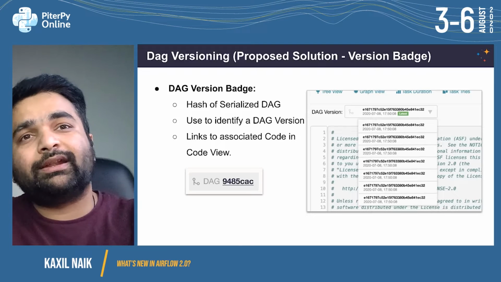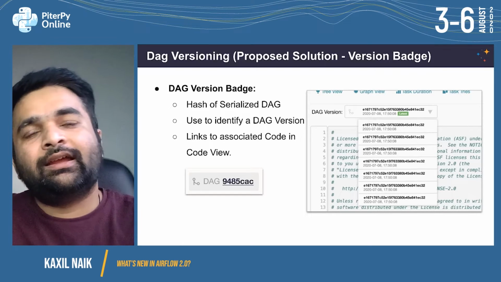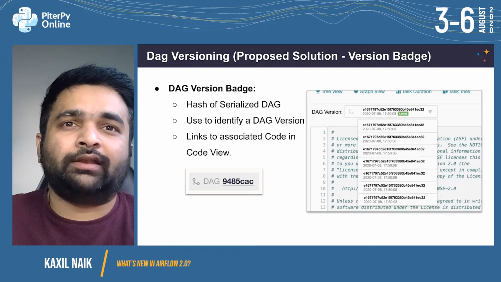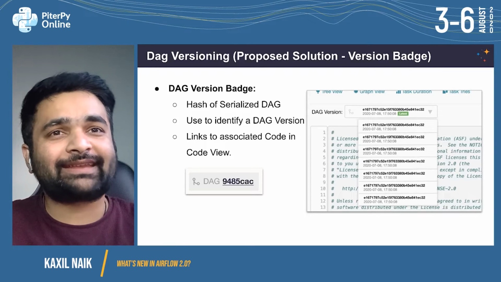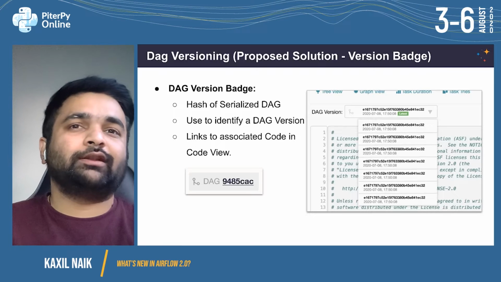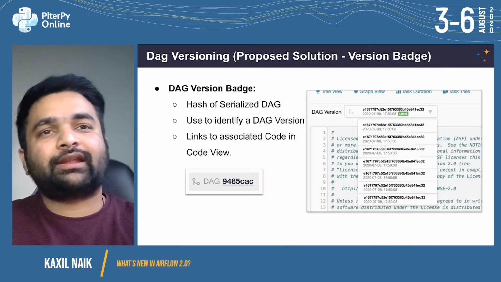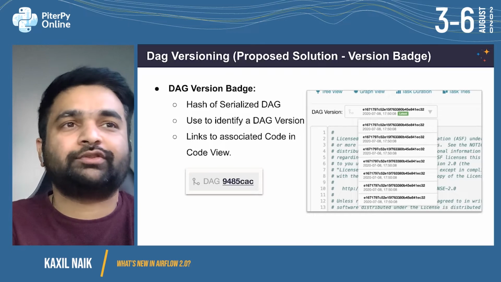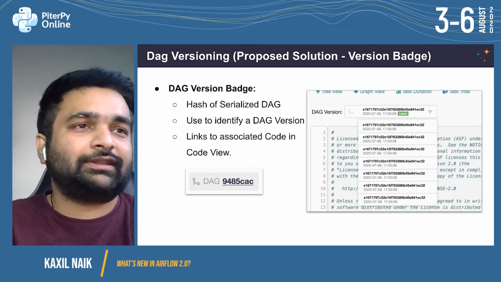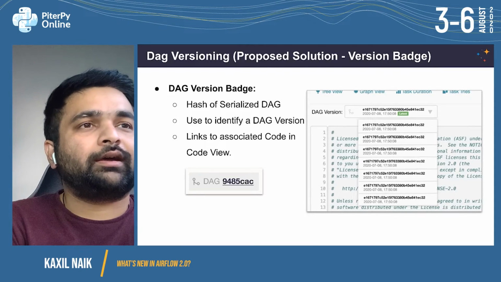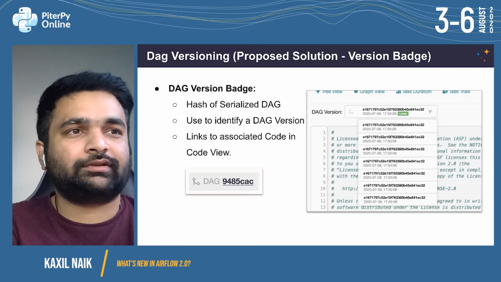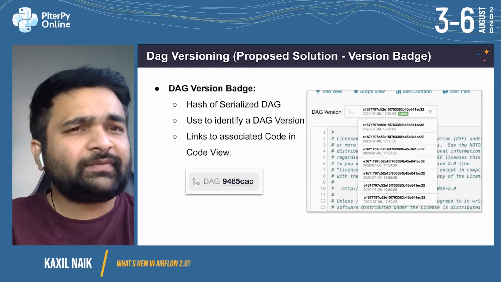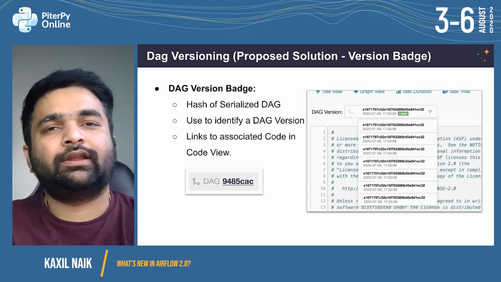we would store multiple versions of the serialized DAGs, and the hash of the serialized DAG would be its unique identifier. The DAG version badge here shows the hash, and if you click that hash, it will go to the code view. At least the idea is that if you click on the hash, it would go to the code view for that particular version of the DAG. You could see in the drop down in the figure that it contains multiple versions, each will have a different hash. This will be used to identify a DAG version.